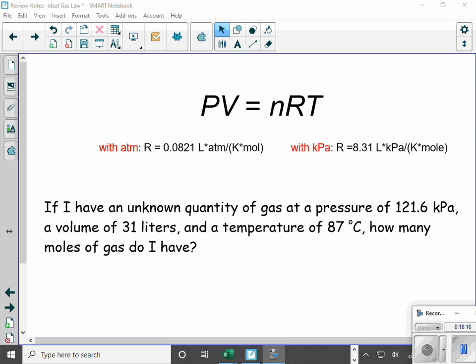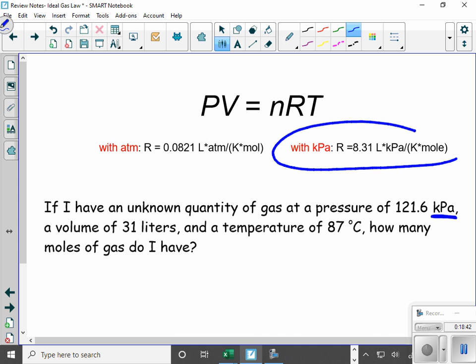The question states if I have an unknown quantity of a gas at a pressure of 121.6 kilopascals and a volume of 31 liters, temperature is 87 degrees Celsius, how many moles of gas do I have? Well, I collect my data. I see that I have kilopascals, so right there is my R. I'm going to use the 8.31. I have temperature in Celsius, so I'm going to have to convert that too.